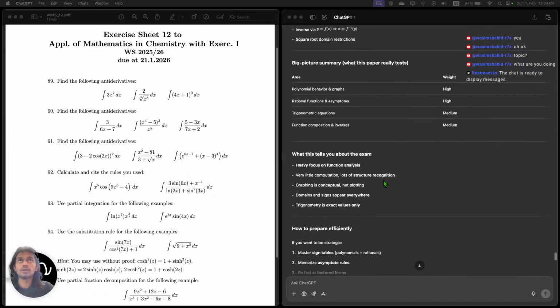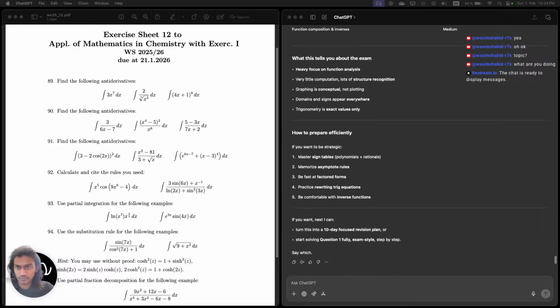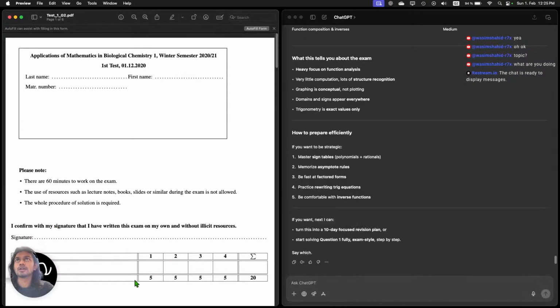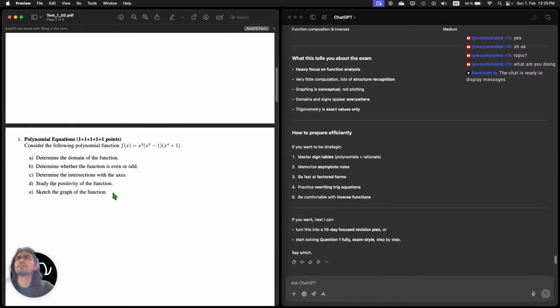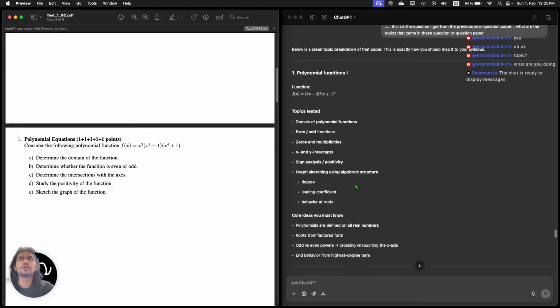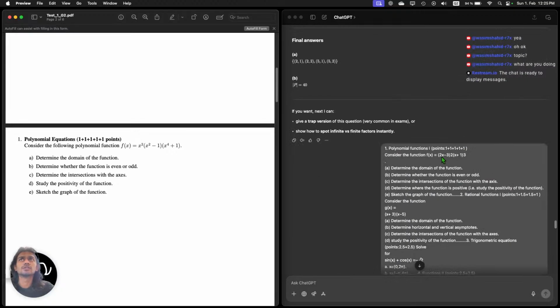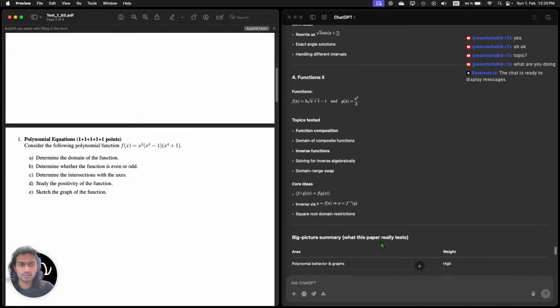So, polynomial and so on. Okay, that's the material for the first question paper. Let's see the rest. What's the next one? Again, polynomial. Is it the same question? No, it's a different one, but it's polynomial.